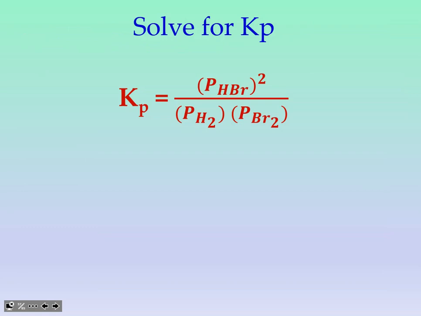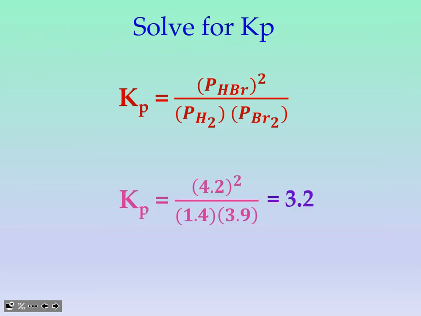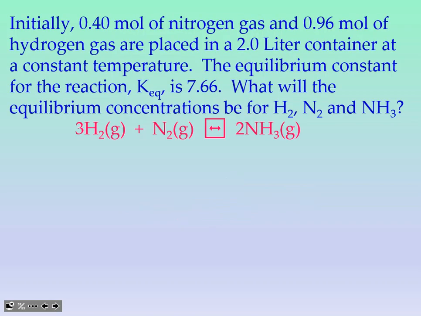Here's Kp, partial pressure notation. Not as fun as brackets, but it is what it is. Plug in the numbers. Calculate your Kp. Did you get 3.2? Yes, no, maybe so? Yes. All right, okay, thank you. Now for the more difficult ones.